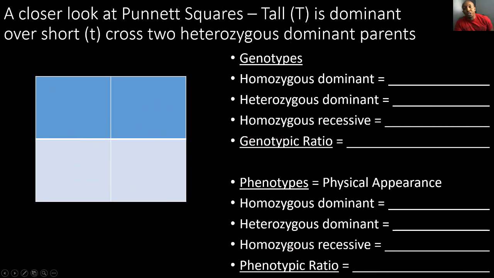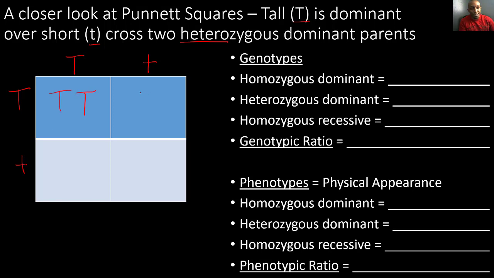Now let's take a closer look at Punnett squares, and let's take a look at this. So tall is dominant over short. So tall is going to be represented by a big T, short is going to be represented by a little t. And we're going to cross 2 heterozygous dominant parents. Remember, hetero stands for different. So 2 heterozygous dominant parents, so I'm going to have a big T right here, little t right here, big T here, little t here. So let's go ahead and do our cross.